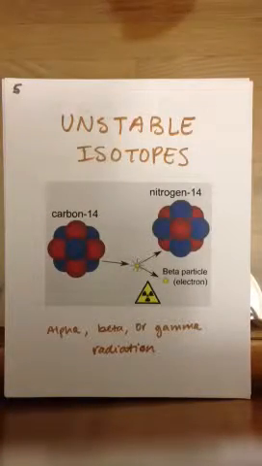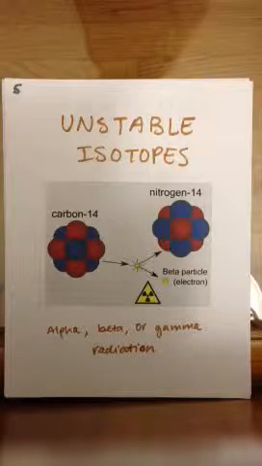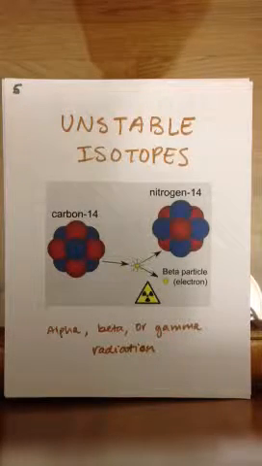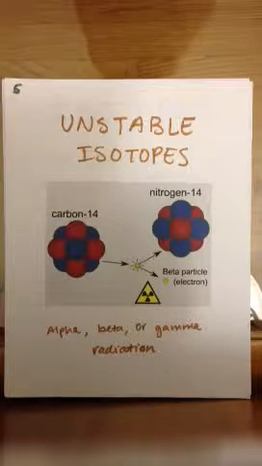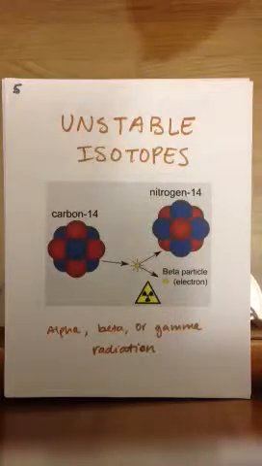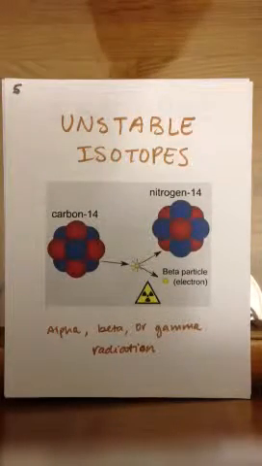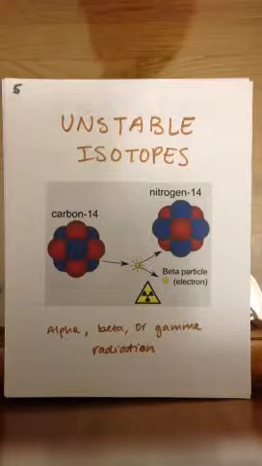Unstable isotopes. Isotopes may be unstable if their neutron-to-proton ratio does not fall within the nuclear belt of stability. When a nucleus is unstable, it gives off radiation in the form of either alpha, beta, or gamma rays, until the nucleus has decayed to a stable form. Carbon-14, for example, is an unstable isotope of carbon.